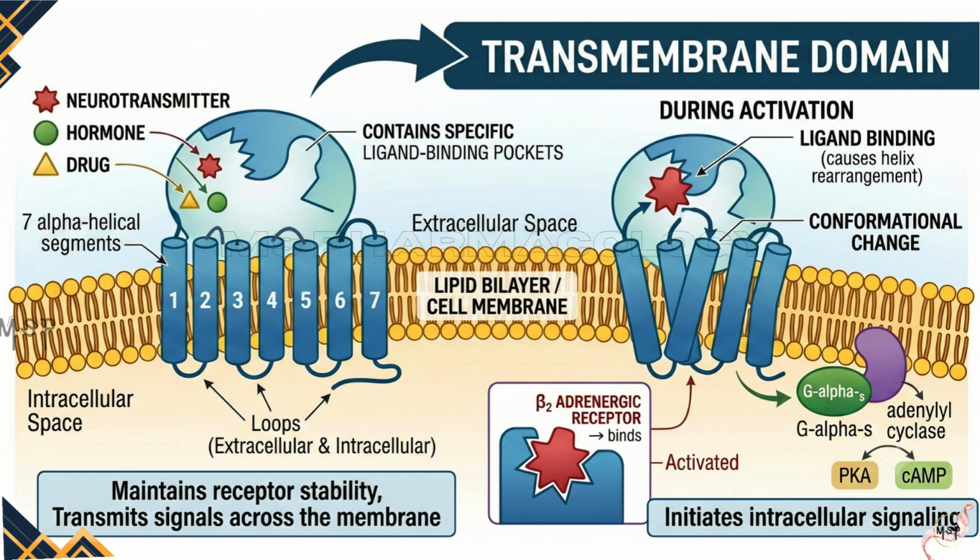This region is responsible for maintaining receptor stability and transmitting signals across the membrane. When a ligand binds to the receptor, these helices rearrange their structure. This structural rearrangement is called a conformational change, and it represents the key step that initiates intracellular signaling.